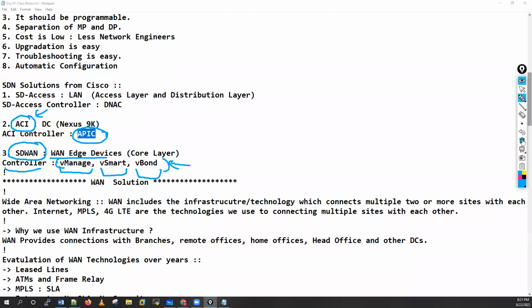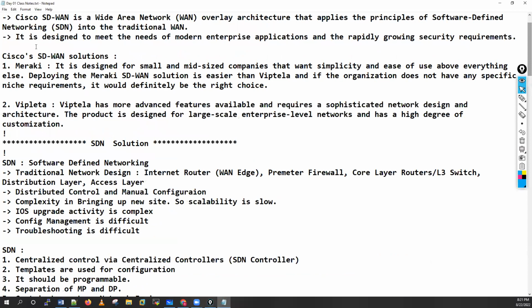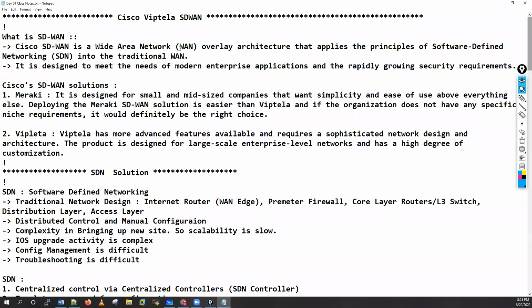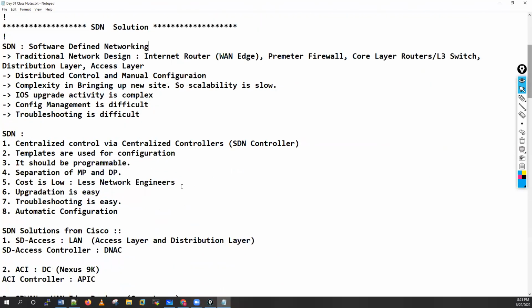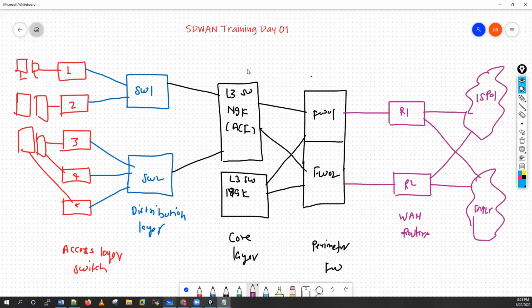Okay, now, if you see the definition of SD-WAN, Cisco SD-WAN is used for managing your wide area network, right? So first, we will understand the wide area network. What is your wide area network? What is your WAN? Let me give you an example of WAN, guys. I will explain the definition later. So let me just make some space here.